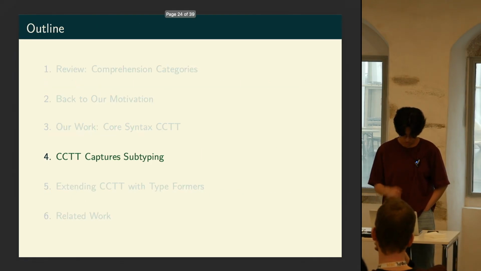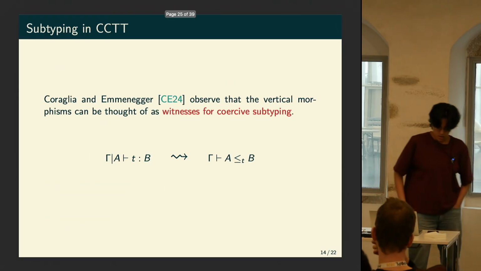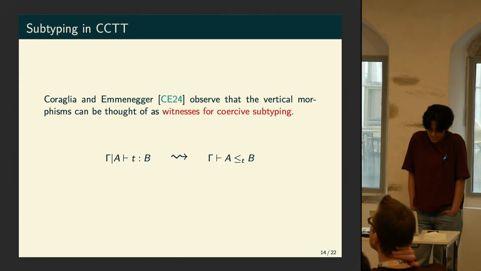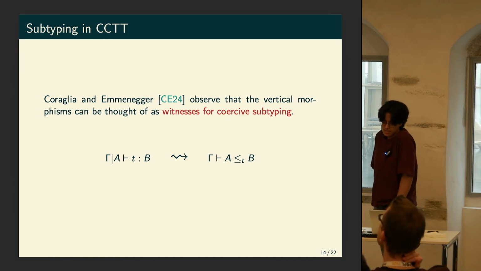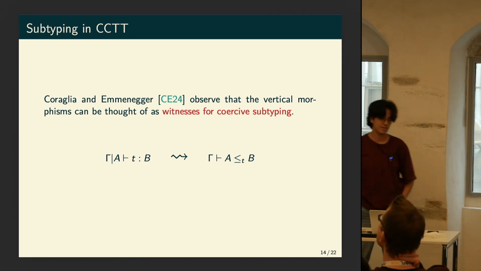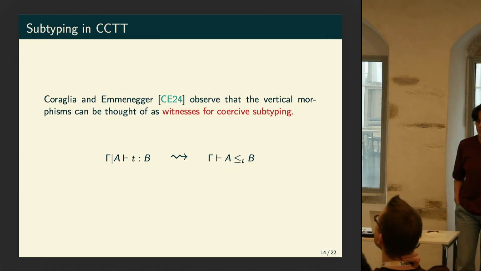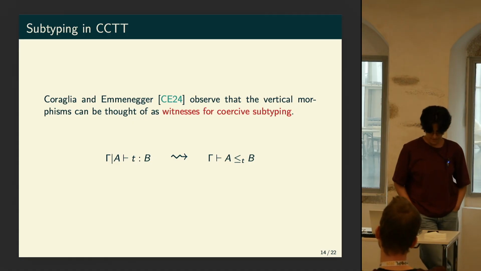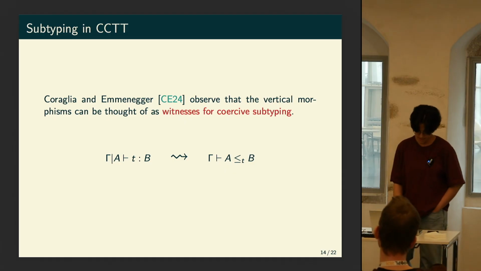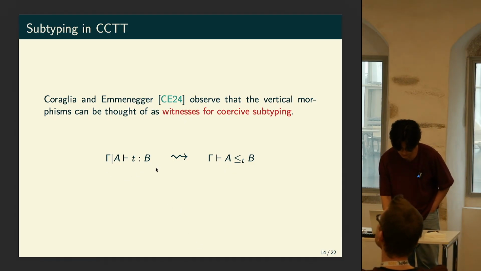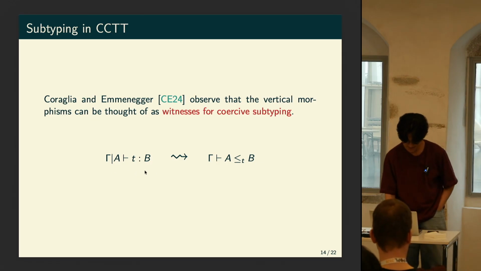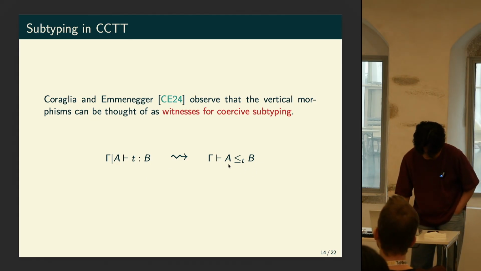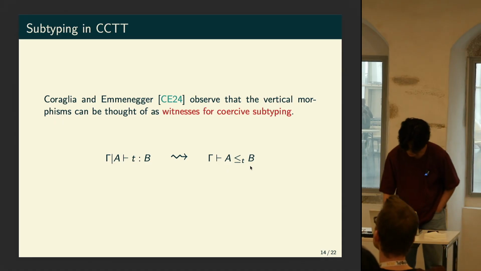Okay, so subtyping. It starts with Coraglia and Emmenegger, who were studying generalized categories with families, which is a categorical structure equivalent to comprehension categories, the general ones. And they said that these vertical morphisms there can be thought of as witnesses for coercive subtyping. And that means that whenever you see this judgment that we had in CCTT, you should think of it as T being a witness for A being a subtype of B in context gamma.